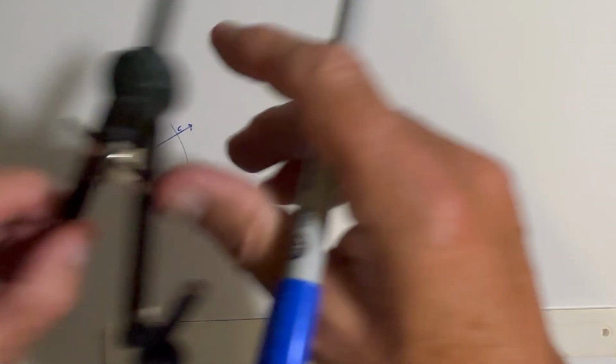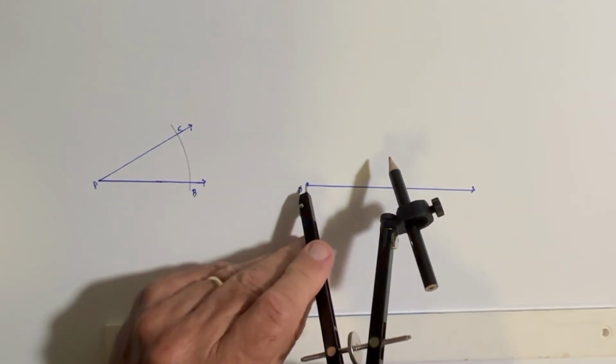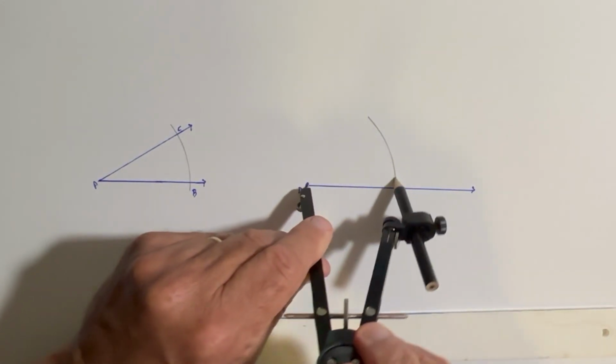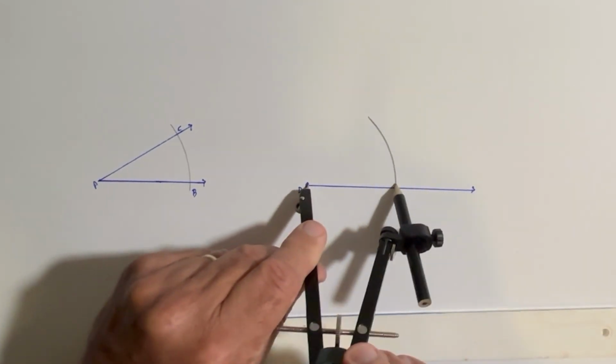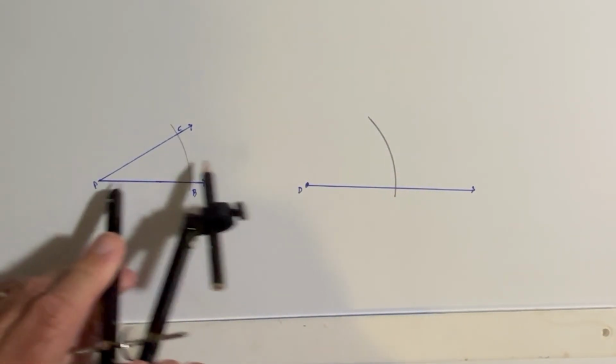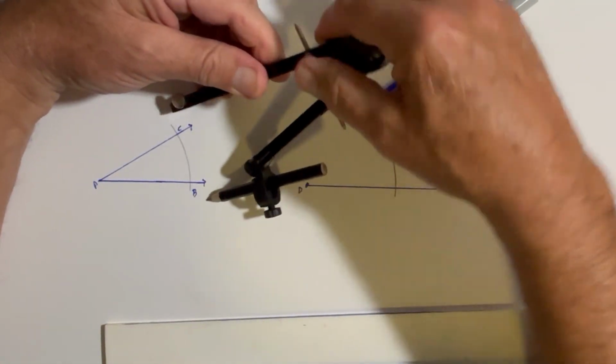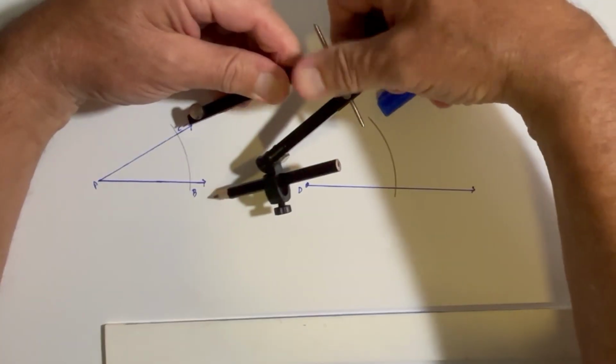So let's go over and draw this arc again here. Put it at point D. I'm drawing this arc over here. I transferred this arc from there to over here. Now what I want to do is I want to use my compass to measure the distance between C and B.